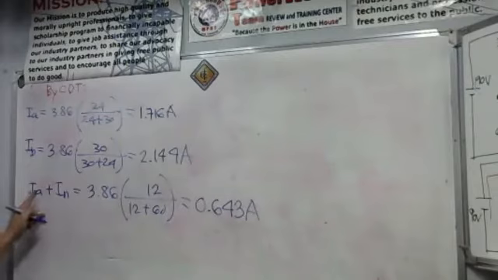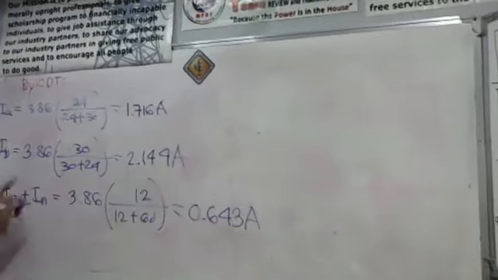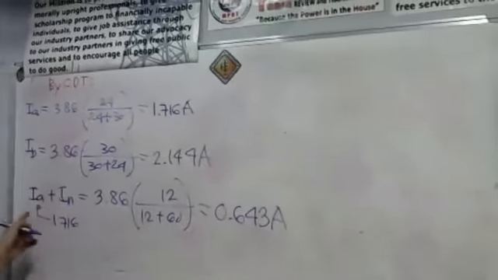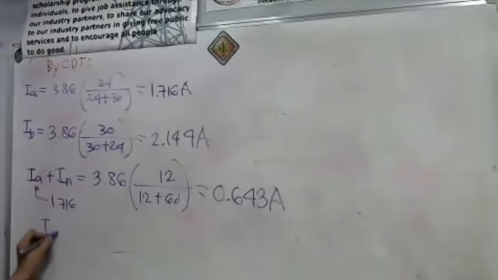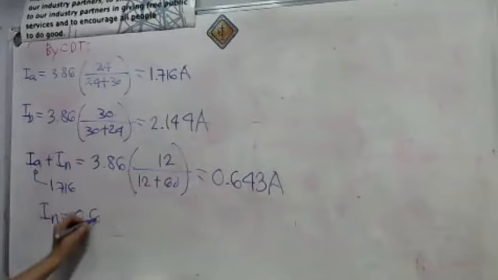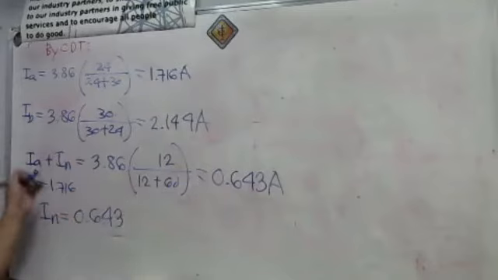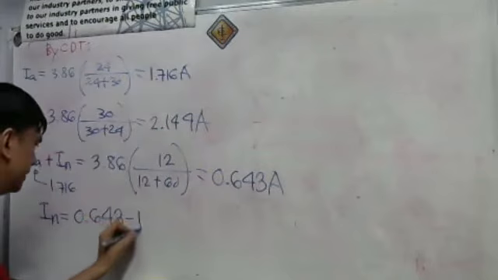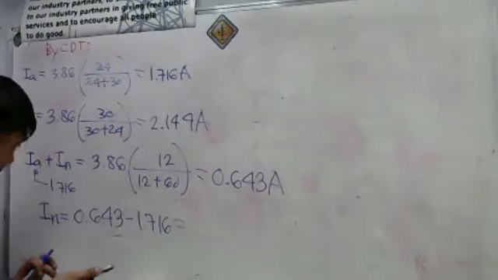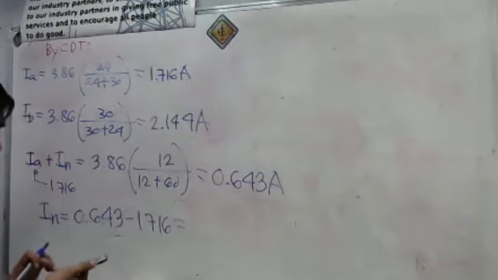Take a look here, guys. We have our IA. Again, what is the value of our IA? We calculated it as 1.716. I will transpose this. Take a look, our IN will be equal to what we calculated already here, 0.643 amperes. Transposing positive will become negative, so that will be negative 1.716. So we have 0.643 minus 1.716.